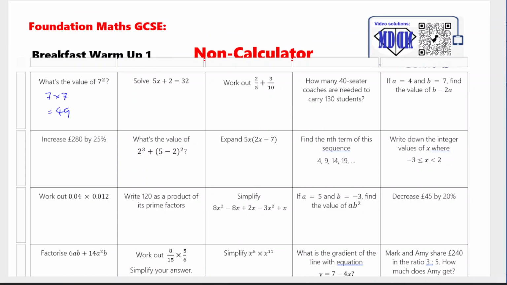Question 2. Solve 5x plus 2 is equal to 30. So our steps are going to be minus 2 from both sides. That would give us 5x is equal to 28, and then divide both sides by 5 would give us x is equal to 6. Work out 2/5 plus 3/10, so we're going to have to put them over a common denominator of 10.